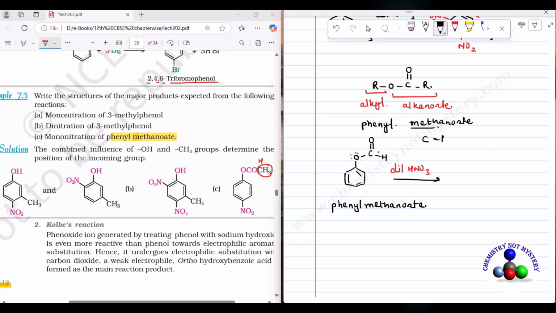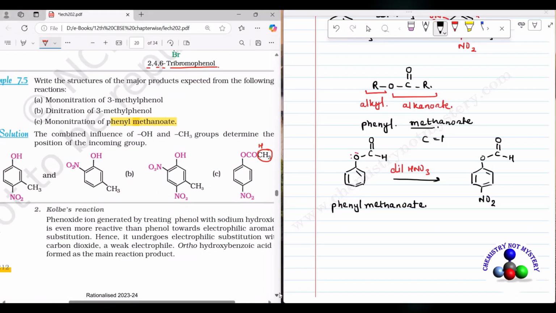As it activates the benzene ring, it is an ortho-para directing group. So nitration will take place at either the ortho or the para position. As the group attached to the benzene ring is quite bulky, the ortho derivative will be the minor product and you will get the para derivative as the major product. So this will be the major or the single product of this reaction.